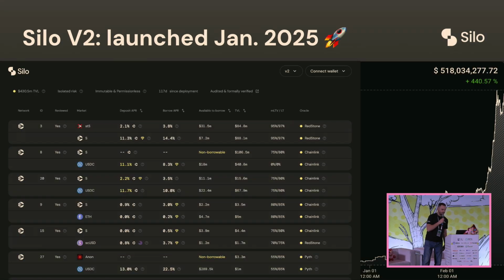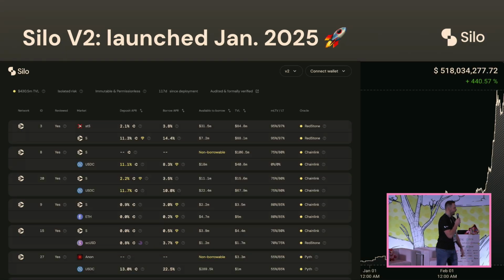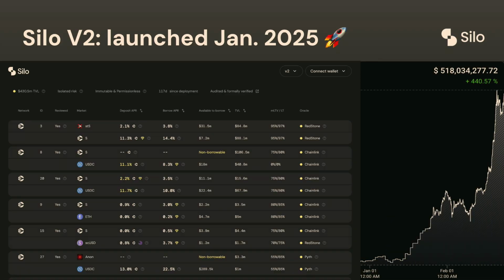We launched V2 about a month ago. We were able to get to pretty decent TVL by now, and we have a lot of markets already with deep liquidity and high APRs, and I'm bragging about this for a reason. So imagine this case: there is a new hot real-world asset that is launching, and those assets a lot of times don't really have the liquidity.